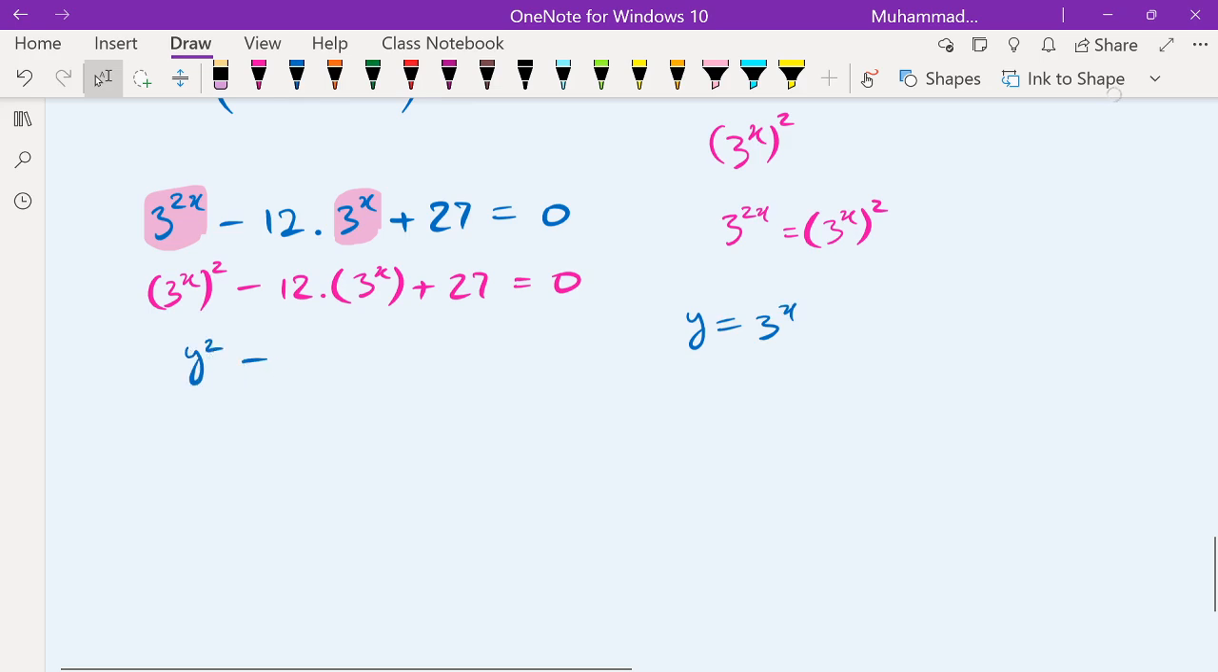There you go, y squared minus 12y plus 27. What's inside y, we hide it for a while and it becomes a quadratic. Now you can spend your focus on solving this quadratic, and once you have the two values of y, you can turn it back into 3^x and try to solve that. So can you give me the solution to this one? What is it?